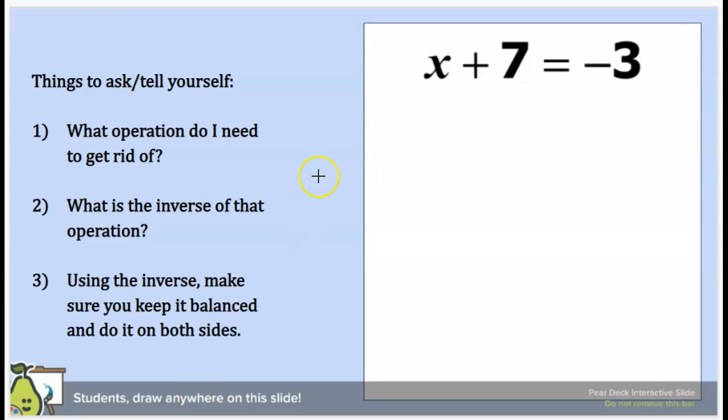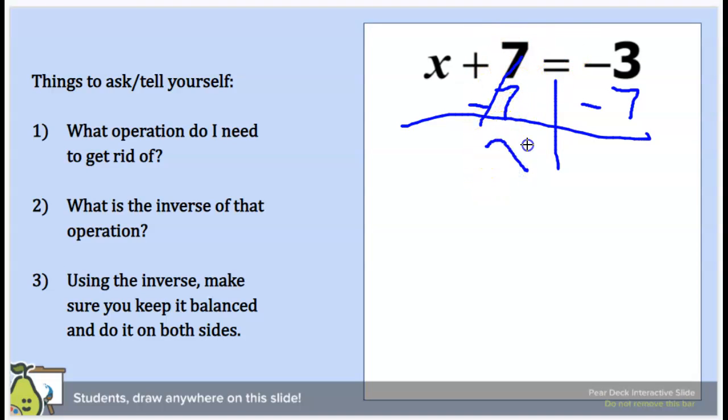So we have x plus 7 equals -3. So here we would take away 7 because that's the inverse of addition. Whatever I do to one side, I have to do the other side. 7 minus 7 is 0. So if I add 0 to your pocket, I've done nothing. So we just cancel it out. And I'm left with x equals.